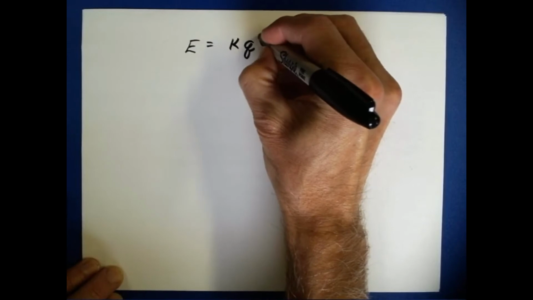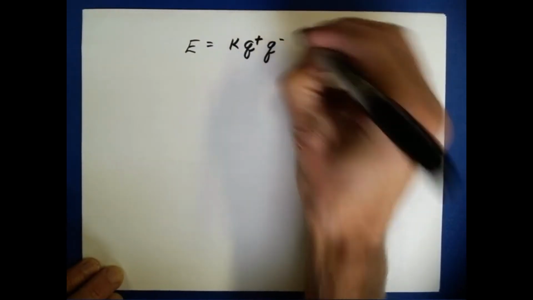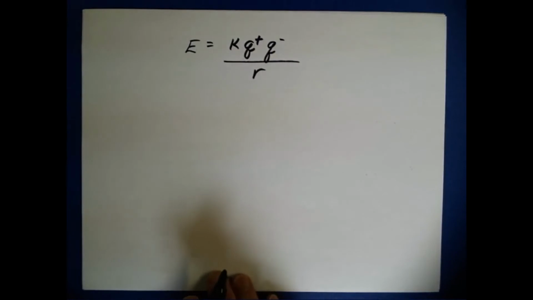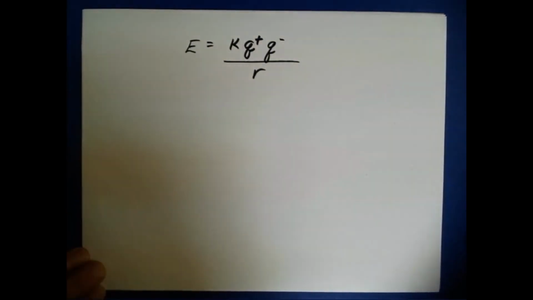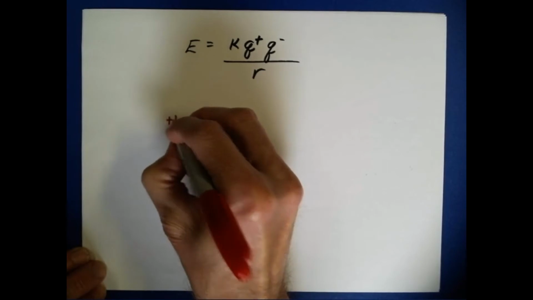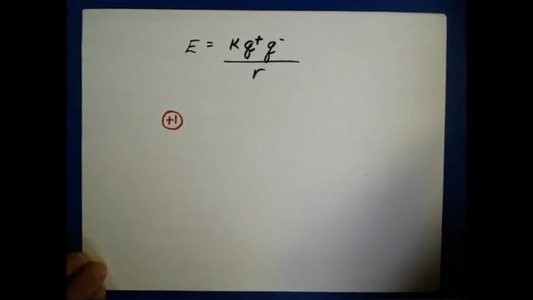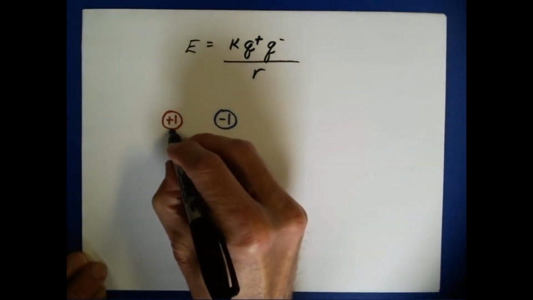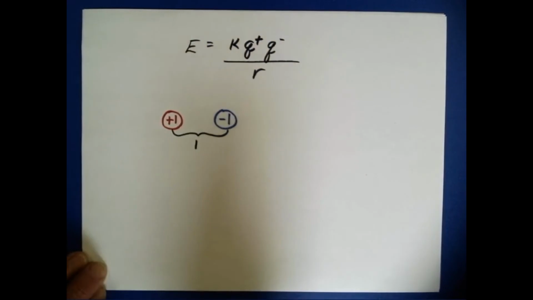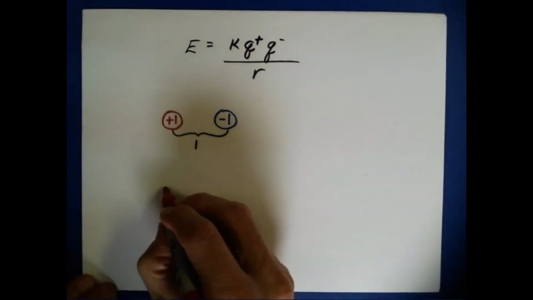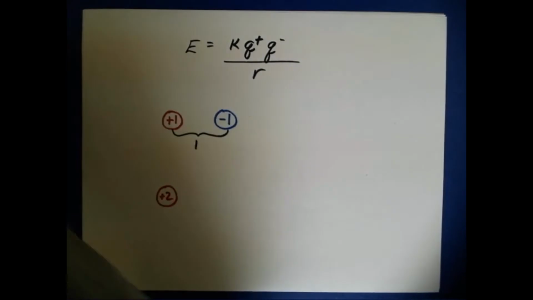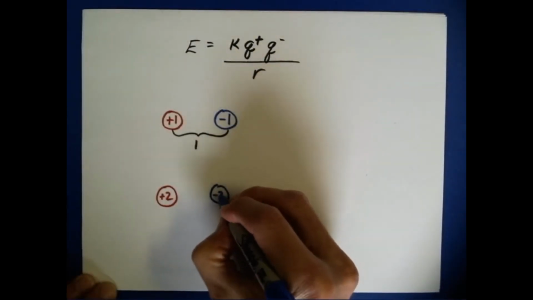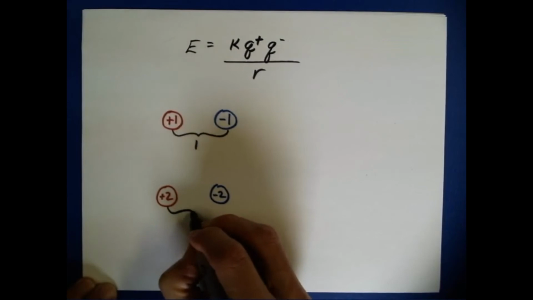The second aspect of ionic bonding deals with the charges. So remember, energy is K times Q positive times Q negative, over the distance between them. In this case, let's take a positive ion with a charge of +1 and a negative ion with a charge of -1, and we're going to set them at a distance of r is 1 apart. In this case, let's take a charge of +2 and a negative charge of -2 and also set them at a distance of 1 apart, r is 1.